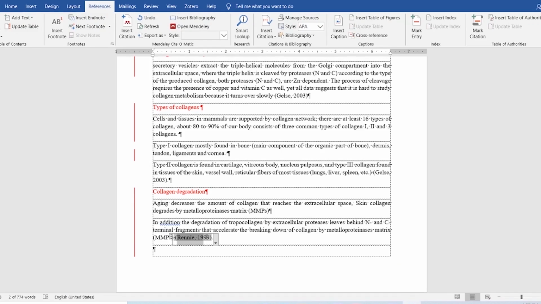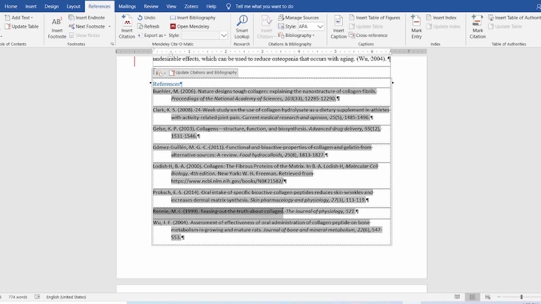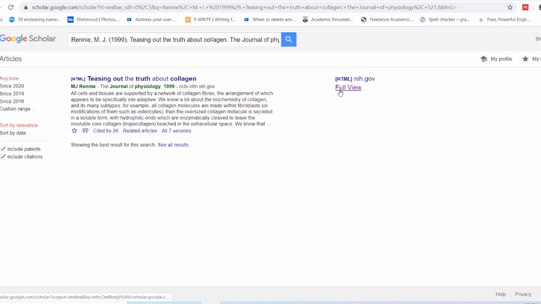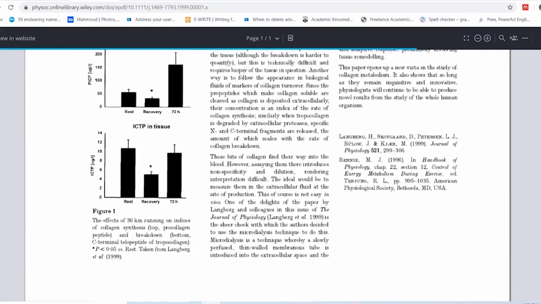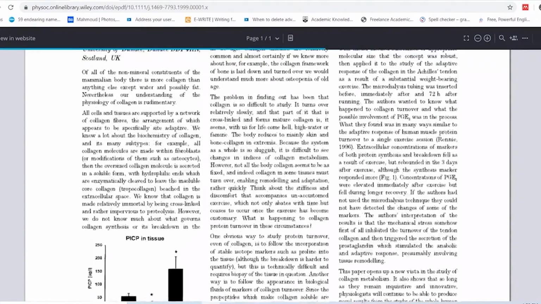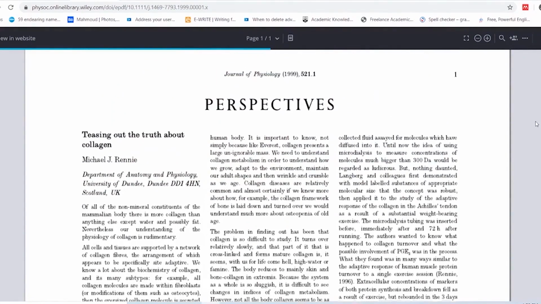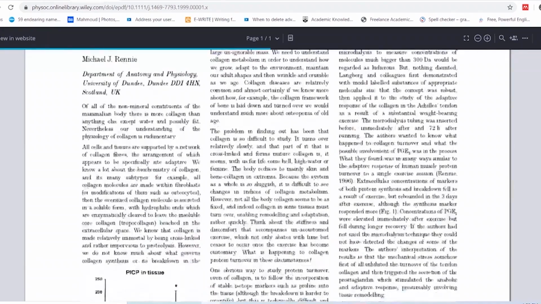Now moving to Renee, and Renee here should be talking about the beta proteinases matrix. So from the title, it talks about testing out the truth about collagen. So I'm not sure if it covers my topic or not. I have a full PDF as well, so I can just open it. So I'm not sure if this article covers the sentence I wrote, so it's preferable to find another article.